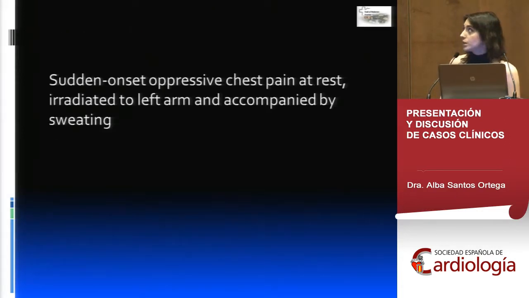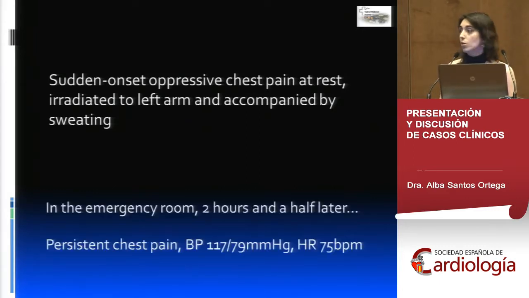He presented with a sudden onset oppressive chest pain, not exercise related, irradiated to the left arm and accompanied by profuse sweating. He called an ambulance and was transferred to the emergency department of our hospital, where he arrived 2 hours and a half later with persistent chest pain, a normal blood pressure, and 75 beats per minute.